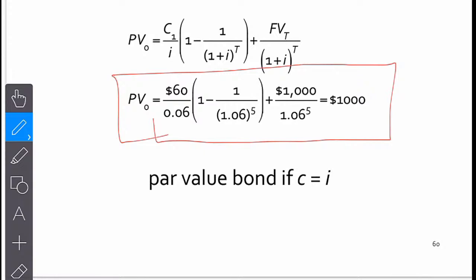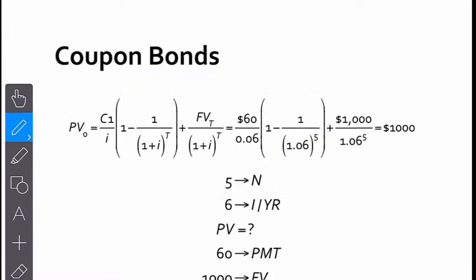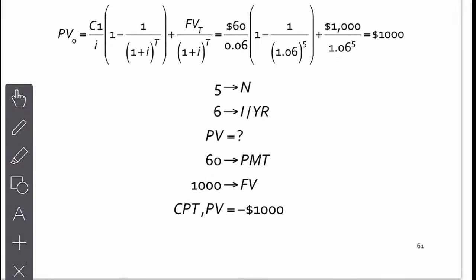And I'm going to talk about the point of it in a second, but first, let's enter it. So how do you enter it? You use every single key. 5 into the time, or the number of periods, 6 into the interest rate. PV is what we want. So now we're going to be receiving a $60 payment and $1,000 at the end, future value, face value. Compute the price and you get 1,000. So what does this mean? First I'll let you enter it and I'll discuss it.